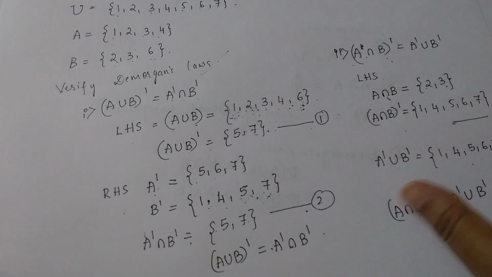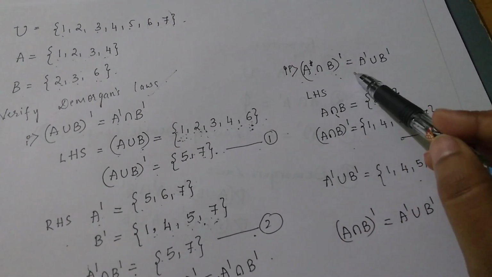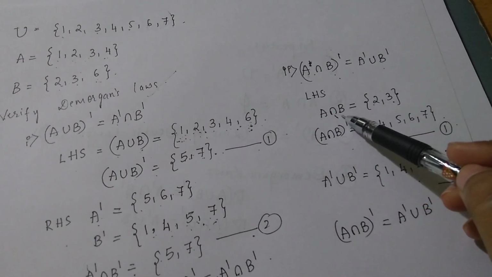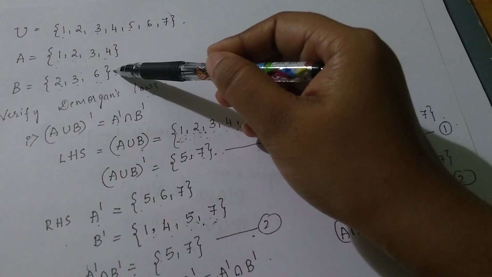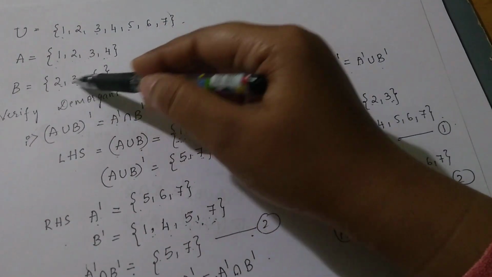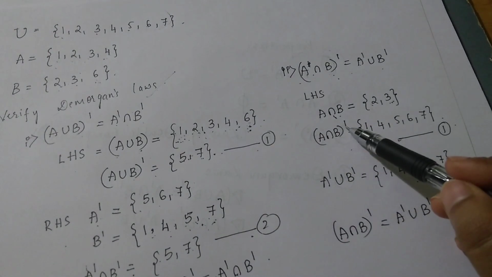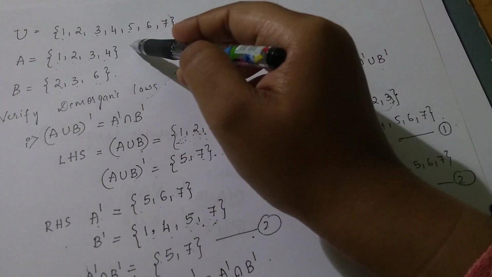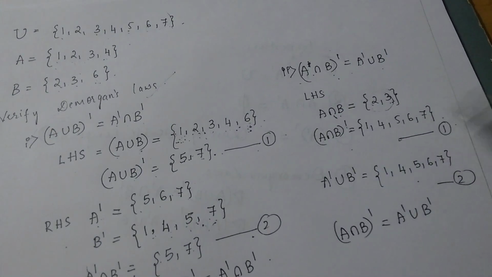Similarly, if you find this side, the second De Morgan's law, which is given as A intersection B whole dash is equal to A dash union B dash. To find the LHS part, you require A intersection B. So I check now, common elements between A and B is what? 2, 3. Next, if I want A intersection B whole dash, except 2, 3, what are the elements in universal set? 1, 4, 5, 6, 7. I have written 1, 4, 5, 6, 7.